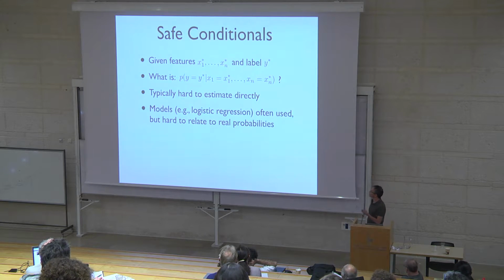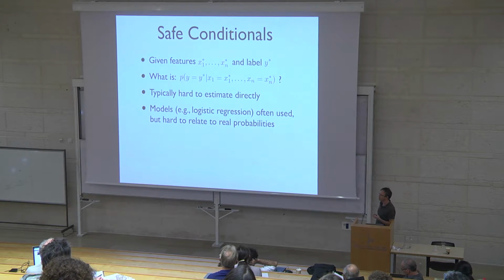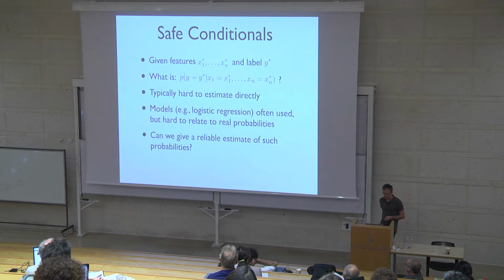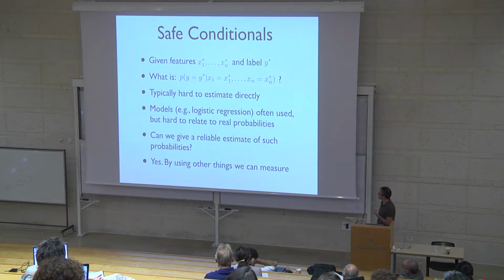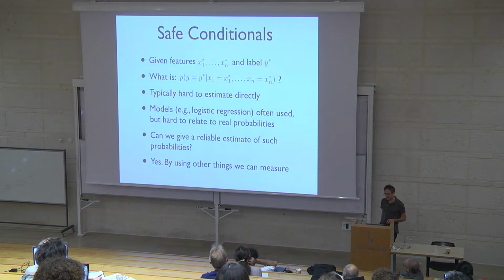So you could use some models like logistic regression to train some conditional model, but there's nothing telling you that it's anywhere close to the real probability. Okay, so can we give a reliable estimate of these conditional probabilities? All right. So the answer is, as I'll show, that in some sense, yes, by using other things that we can reliably measure.